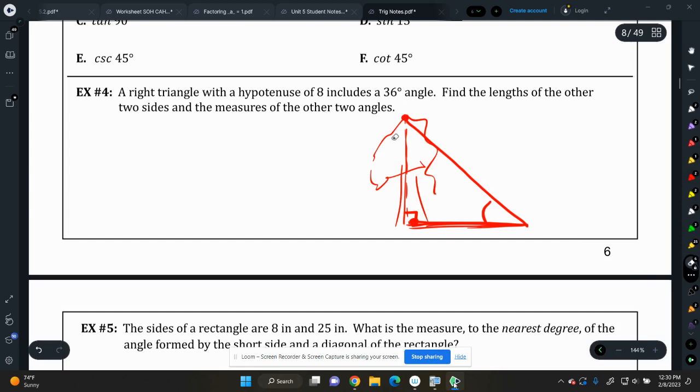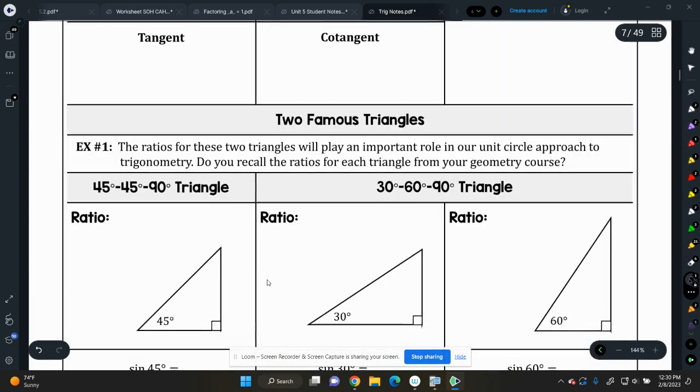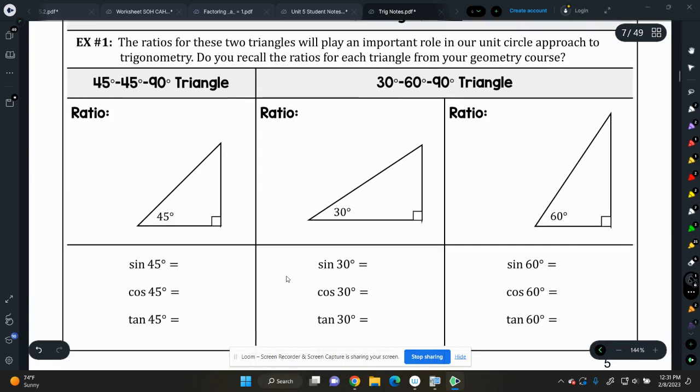Okay, so let's jump back into our packet. We're going to look up here at some common right triangles. Now, you learned this in geometry. Let me rephrase that. You were taught this in geometry. Whether you learned it or not, I don't know. These common right triangles, you should know these right triangles.